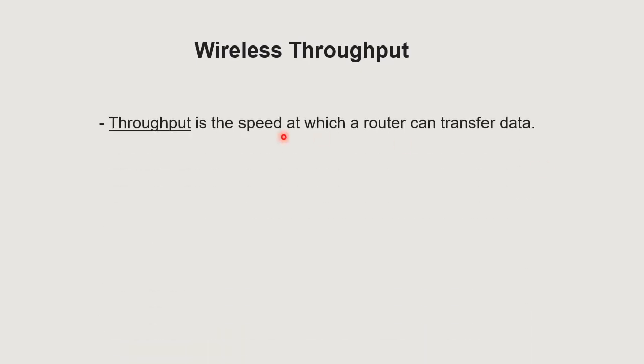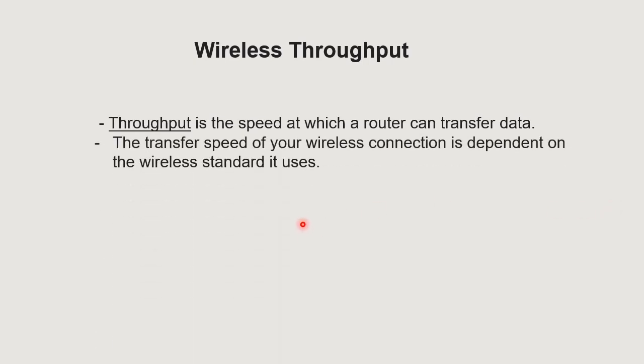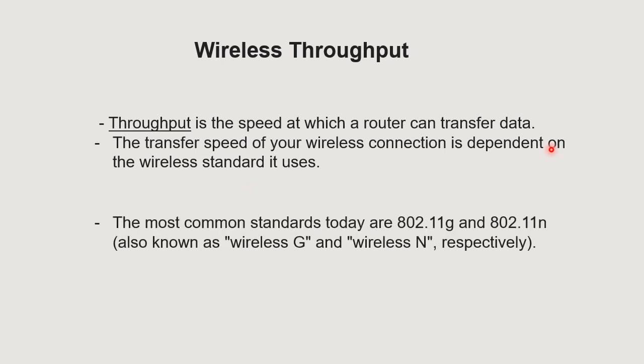Now let's have a thought about wireless throughput. Throughput is the speed at which a router can transfer data. Again, throughput is not a device, but it is the speed at which a router can transfer data, a term used for the speed. The transfer speed of your wireless connection is dependent on the wireless standard it uses.